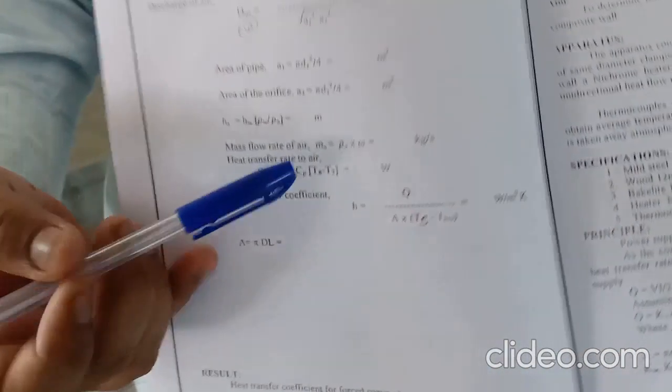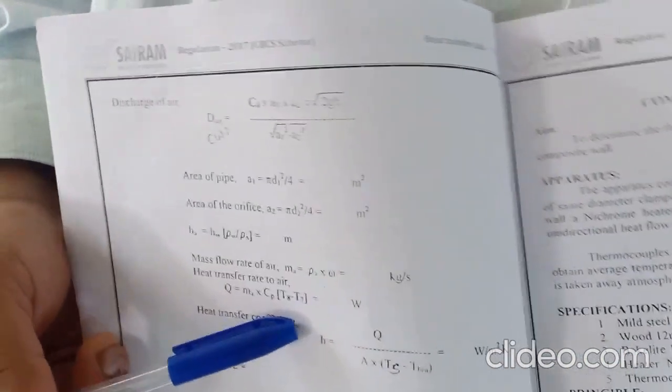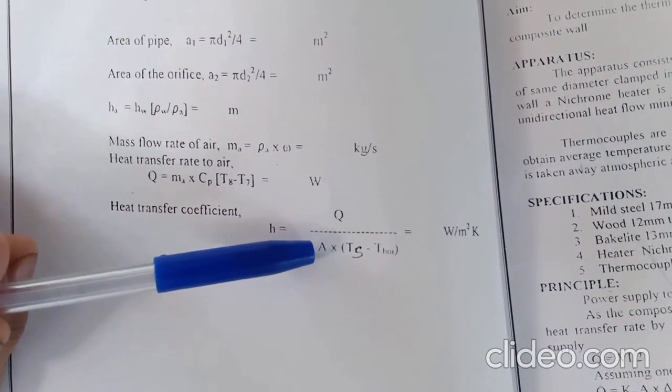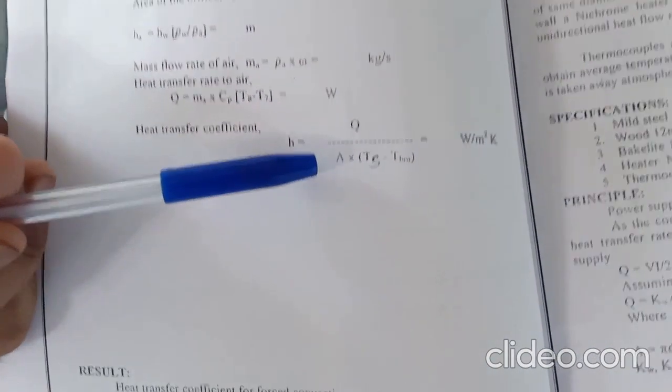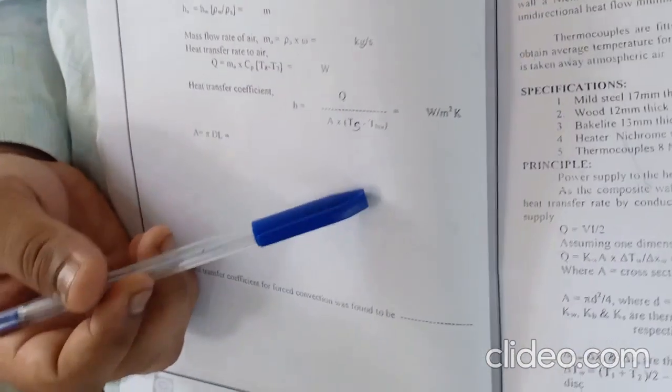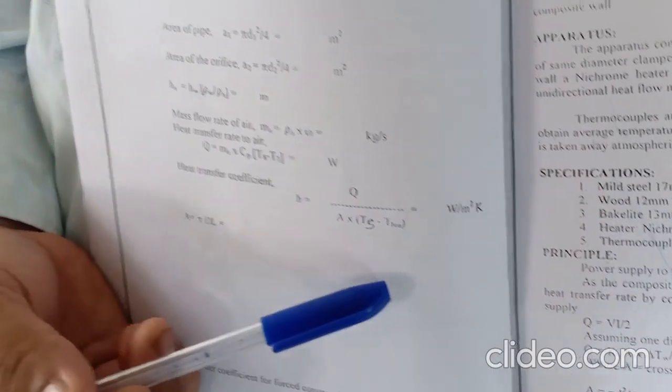So finally, the heat transfer coefficient H we have to find out. So what is the rate of heat transfer coefficient that we are going to find out? That is H is equal to Q divided by A into Ts minus T ambient. Okay, this is how we are going to find out. The unit of heat transfer coefficient is watt per meter square Kelvin.